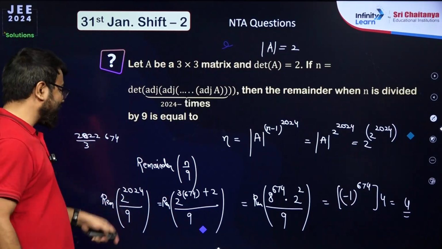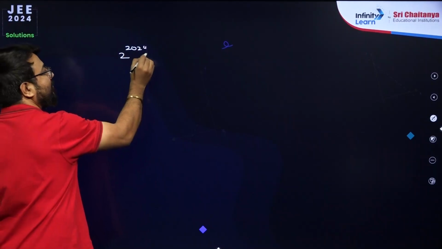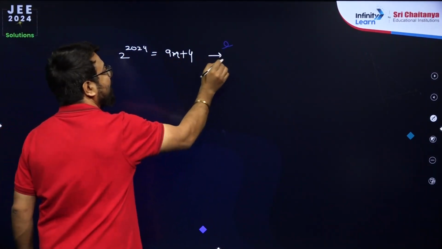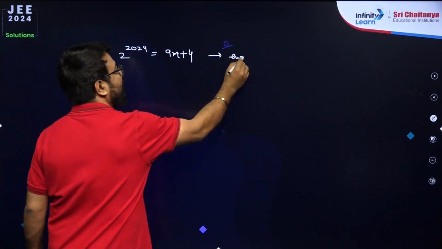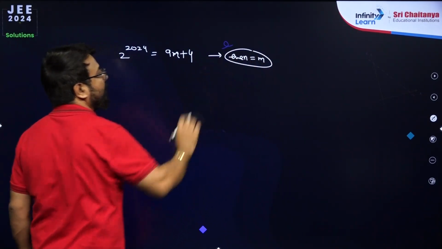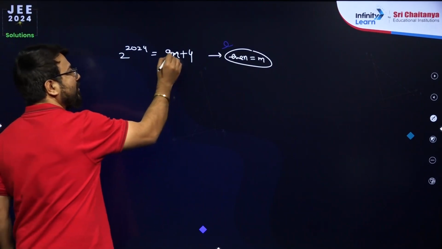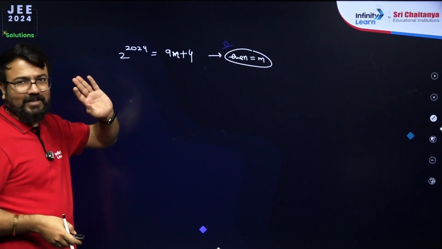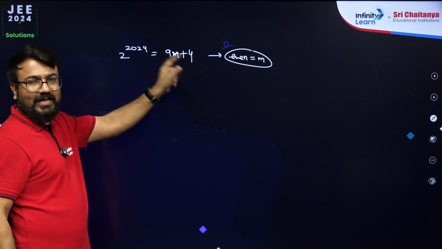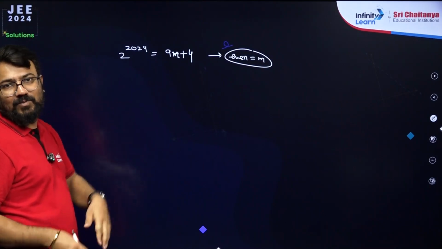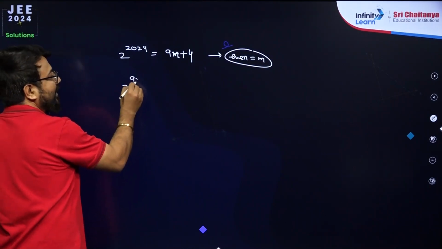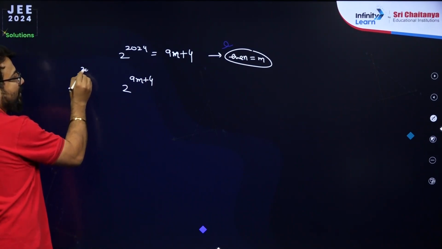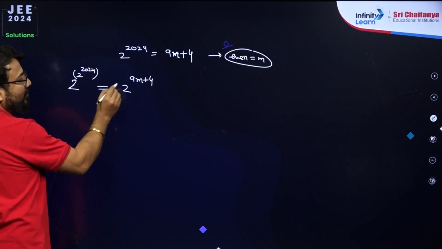So that means this number 2 raised to the power 2024 can be written as 9m plus 4. And obviously m will be an even number over here. Why will it be an even number? Because 2 raised to the power 2024 is always even. 2 raised to the power any number will be even. And to make this number even, 4 is already even, 9m should be even, so m should be even in that case, okay. Here 2 raised to the power 9m plus 4 is written, because instead of 2 raised to the power 2024, I have written the value 9m plus 4.